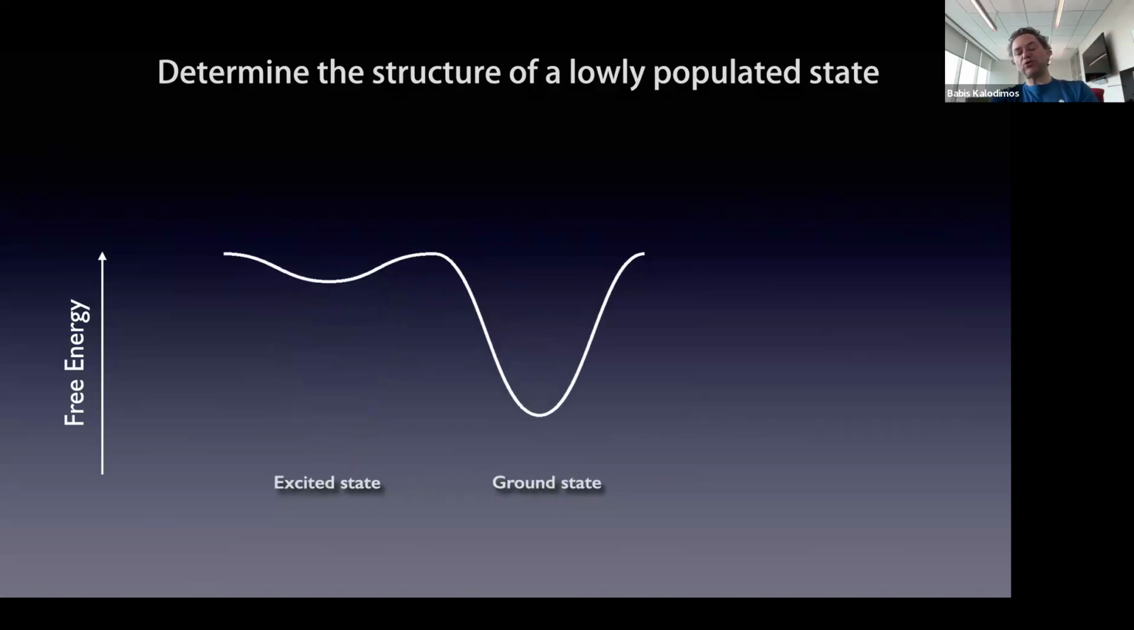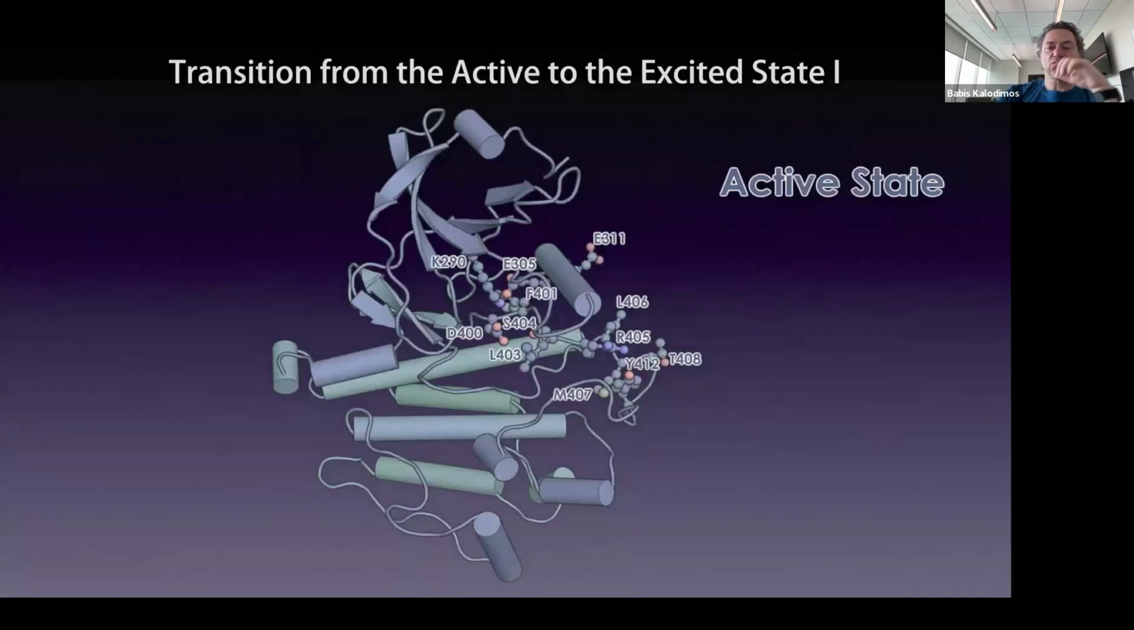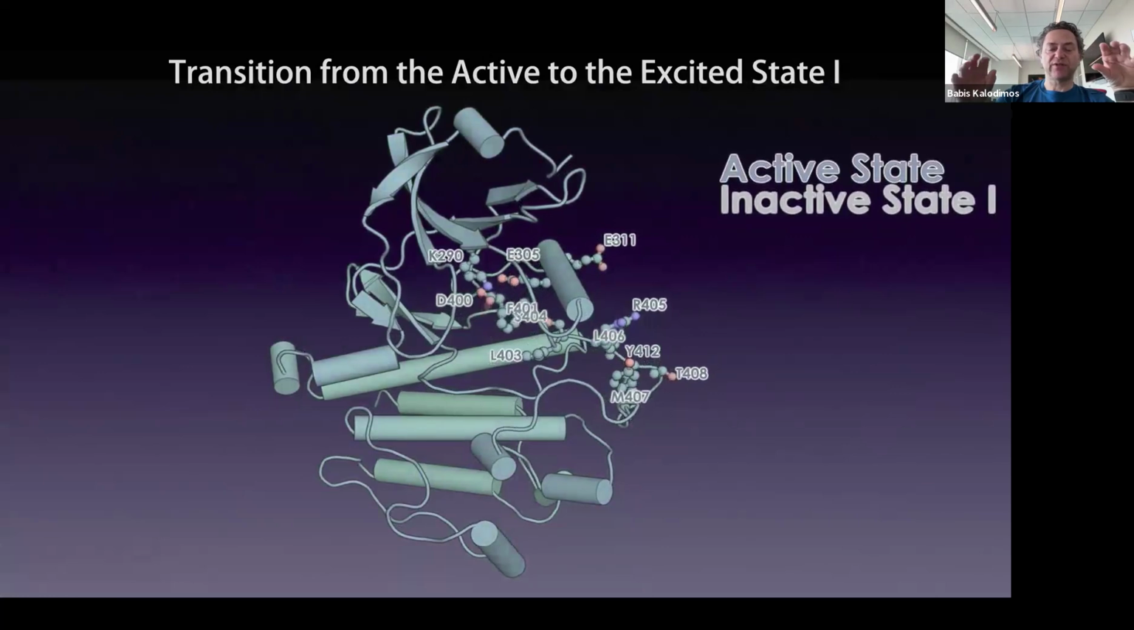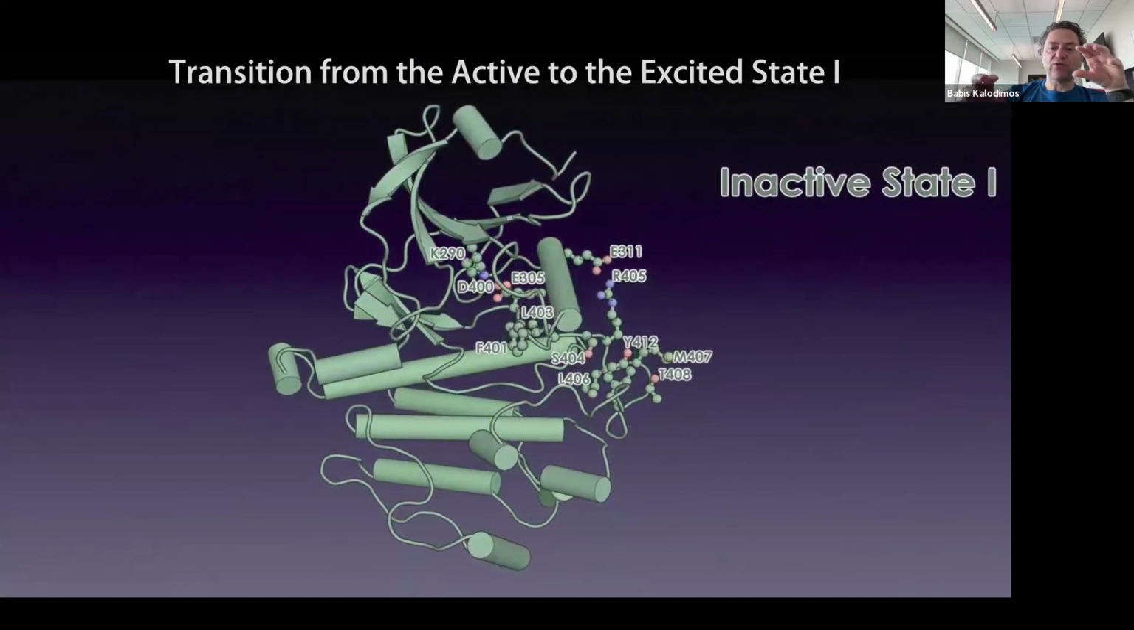And the best way to do this is by designing specific mutations that will shift the equilibrium away from the ground state and stabilize your excited state. In this case, you can then determine the structure. And that's what we did. So we determined the structure of each one of these three states now. And that will give you an idea here.